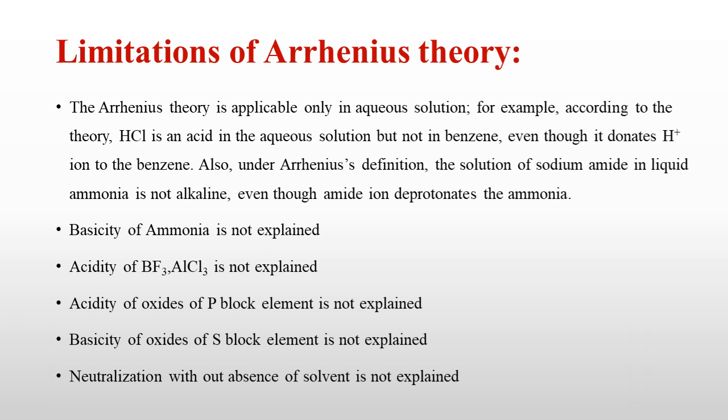Limitations of Arrhenius theory. The Arrhenius theory is applicable only in aqueous solution. For example, according to the theory, HCl is an acid in the aqueous solution but not in benzene, even though it donates H plus ion to the benzene. Also, under the Arrhenius definition, the solution of sodium amide in liquid ammonia is not alkaline, even though amide ion deprotonates the ammonia. Basicity of ammonia is not explained in Arrhenius concept.